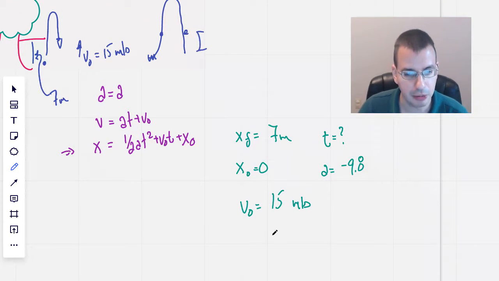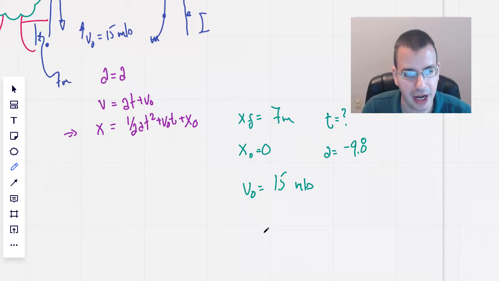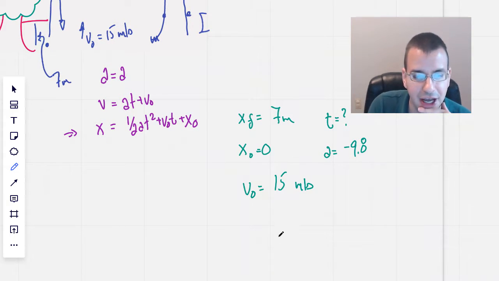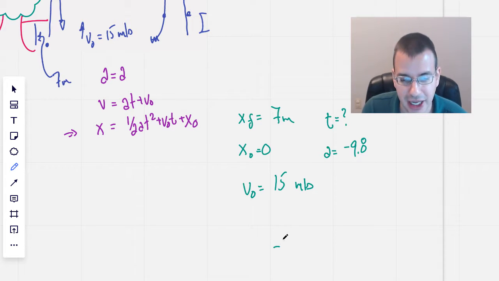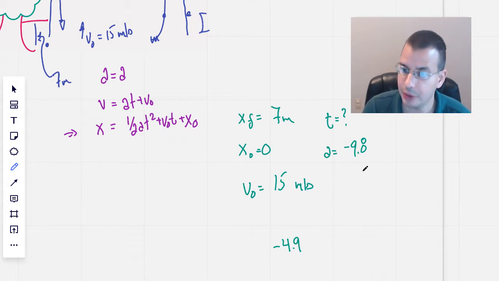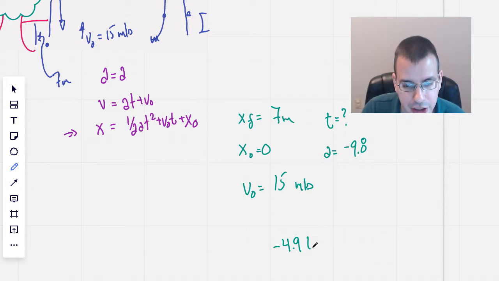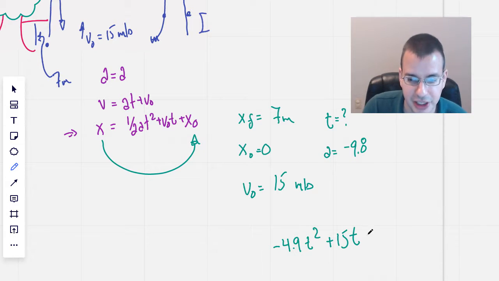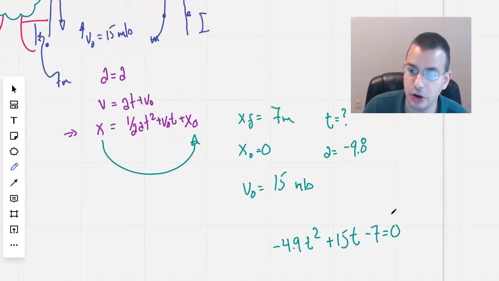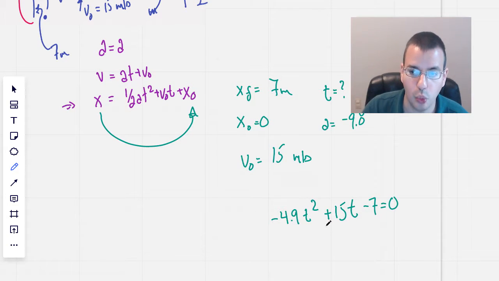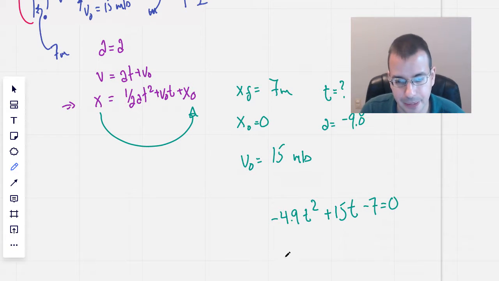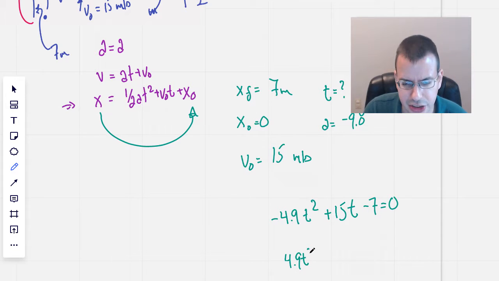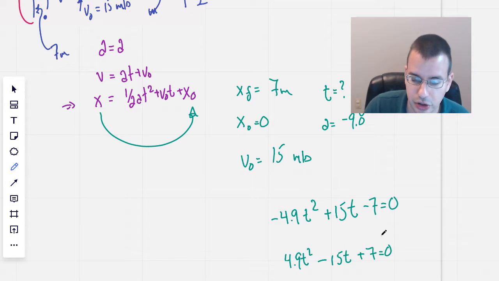All right, so now we'll plug this in and see if we get some sort of quadratic. We have 1/2 times acceleration, which will be negative 4.9, since 1/2 of 9.8 is 4.9. Negative 4.9 t squared plus 15t. Then I'm going to take the x final and move it over to this side, so negative 7 equals 0. Multiply everything by negative 1 so it looks prettier: 4.9t squared minus 15t plus 7 equals 0.